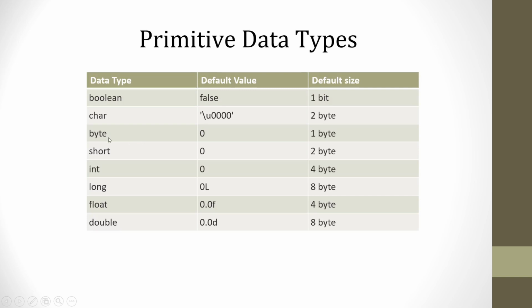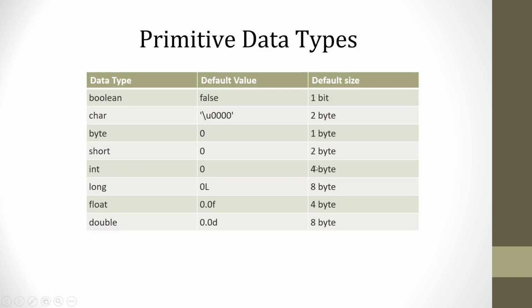Next is the byte data type. It is used to store integers, and it is an 8-bit signed two's complement. Its default value is 0, and the default size is 1 byte, whereas short is the same, but the difference is that byte is 1 byte and short is 2 bytes. Again, both of them are used to store integers. And int: the default value is 0, and the default size is 4 bytes.